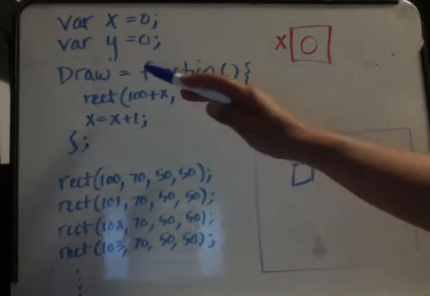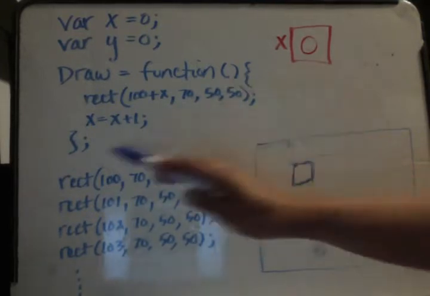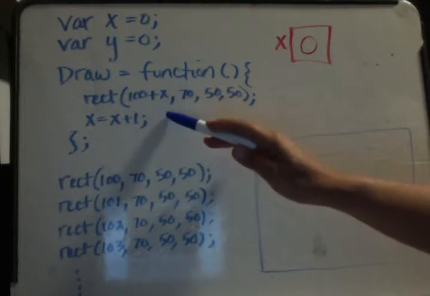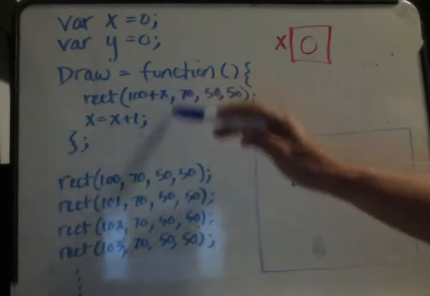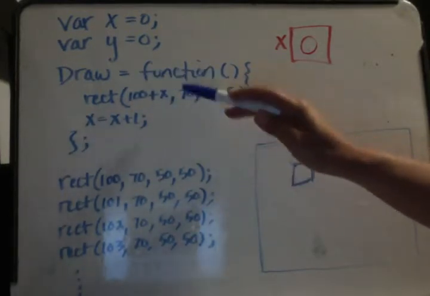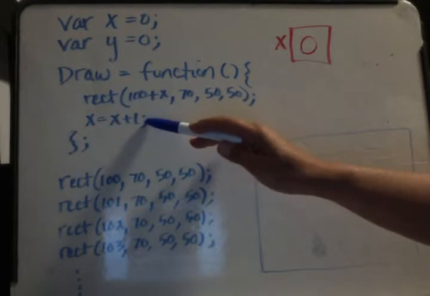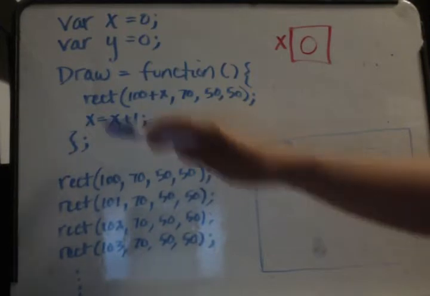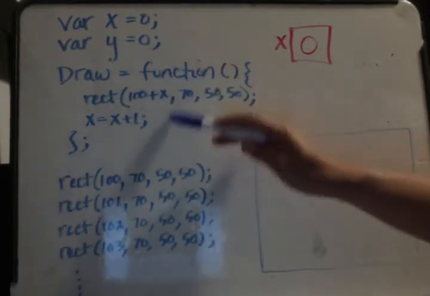So we know with the draw function, we have an open brace here and a closed brace here. Everything inside the draw function is held between these two braces, and this is the code that's going to execute repeatedly. The draw function is going to execute this rect statement, then this x plus 1 statement, come back, rect statement, x plus 1, come back, rect statement, and so on. That's what keeps going round and round.